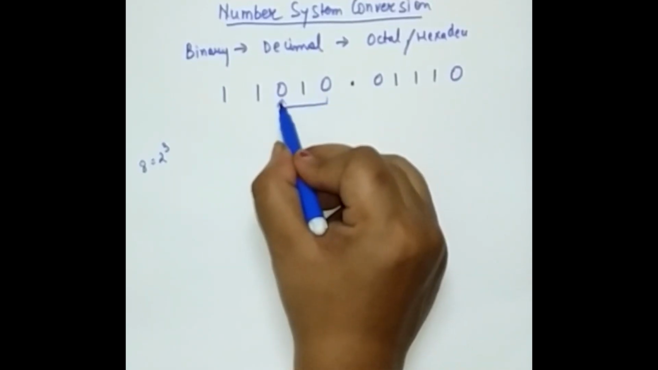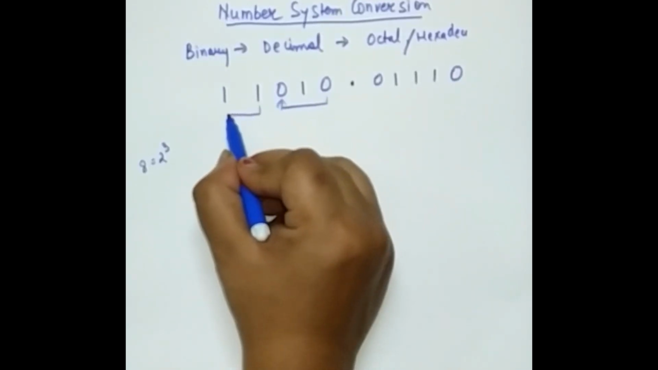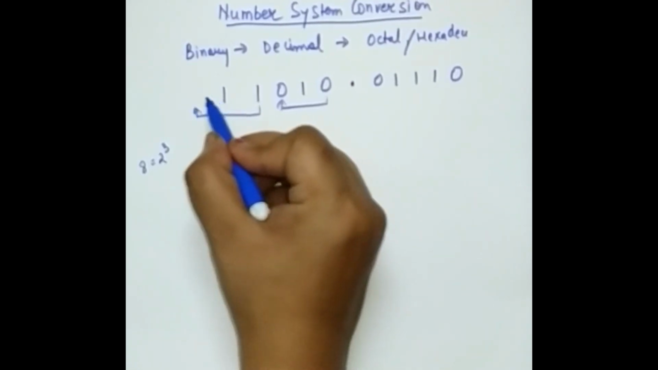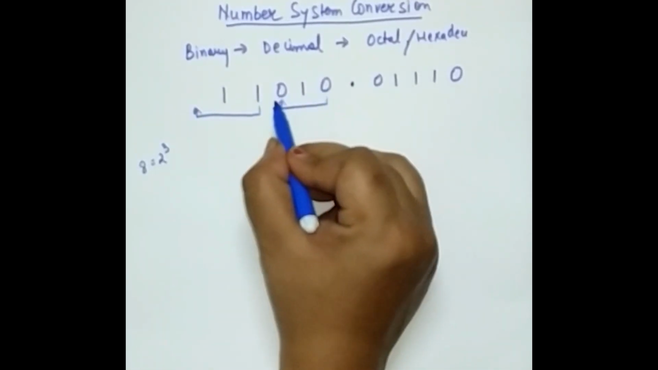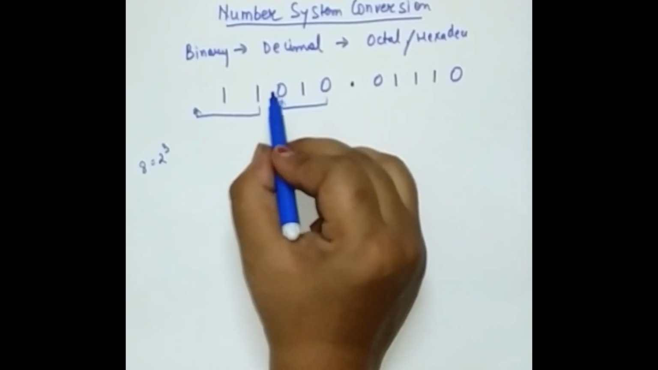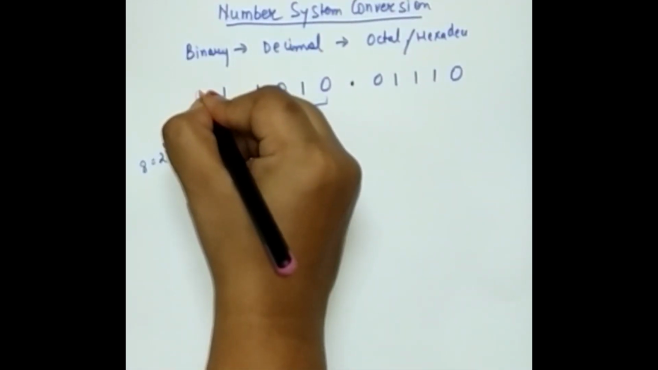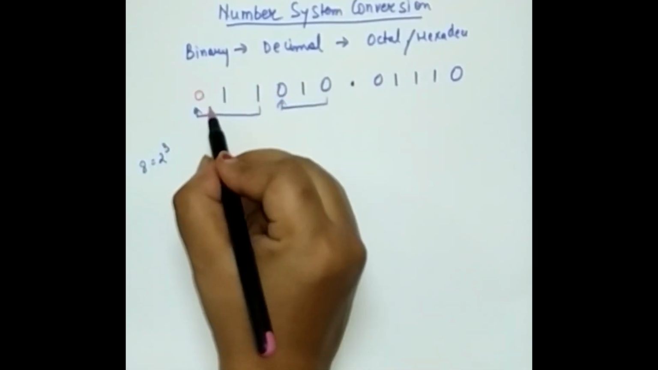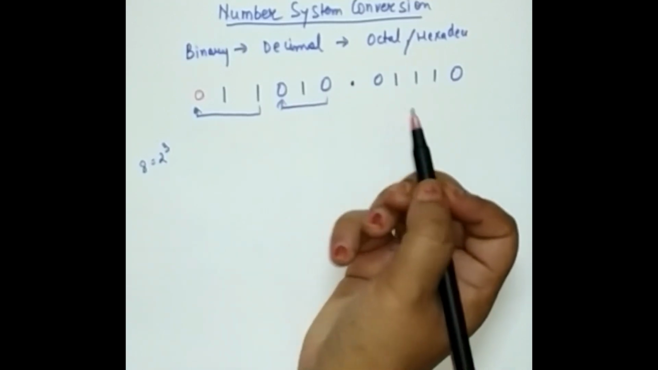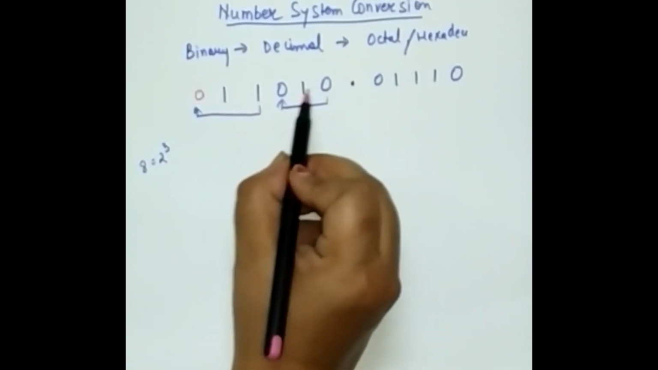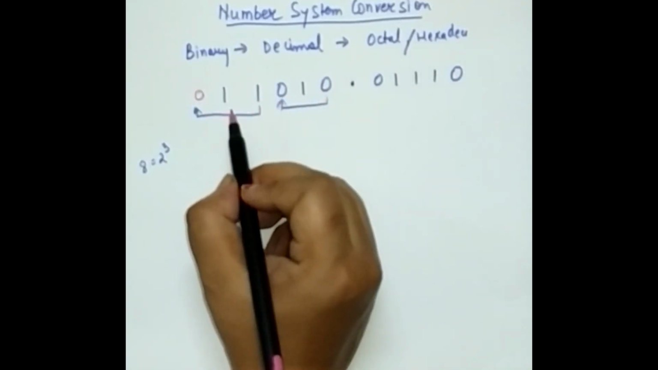So from this side you take 3 bits. Again from this side you take 3 bits. So 1, 2, 3, 3 bits are available over here, but here the third bit is absent. So what you will do, you will put a 0 here. If you put a 0, the value of the number will not change. So it is having 3 bits, it is also having 3 bits.